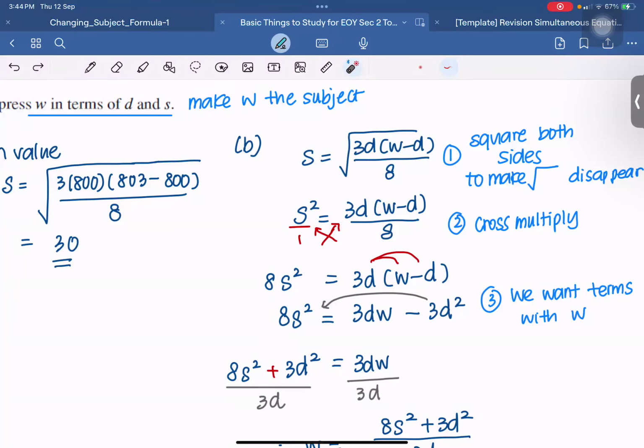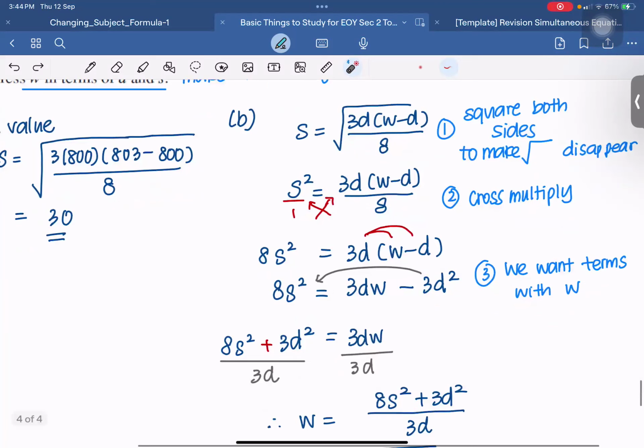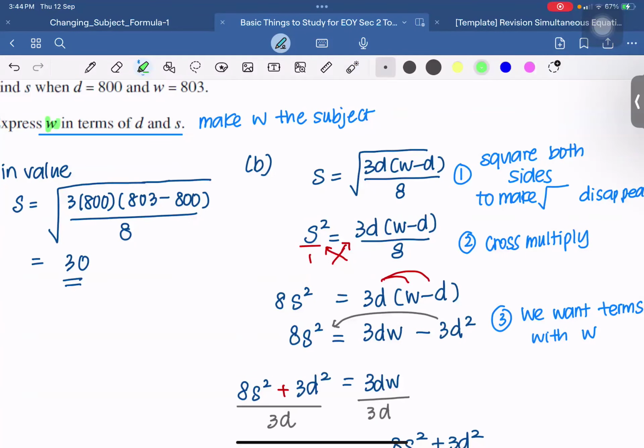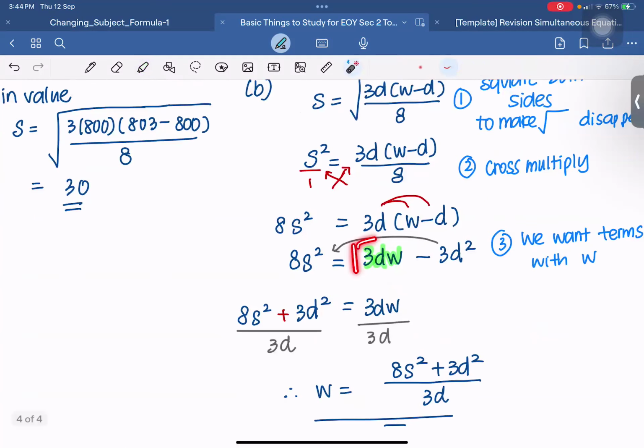From here, this part actually can be done in 2 ways. Some students like to divide away 3D. For me, I just always keep the same type of method. So I just expand. So I'm left with 3DW minus 3D squared. Remember, I want to make W my subject. So I keep the term with the W here. The one without W move over to the other side.